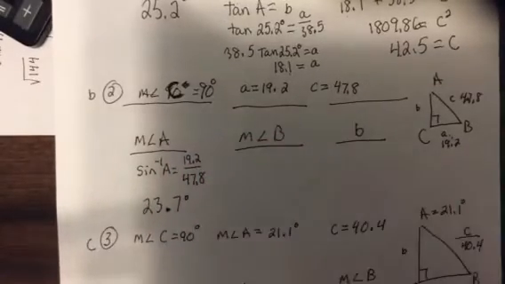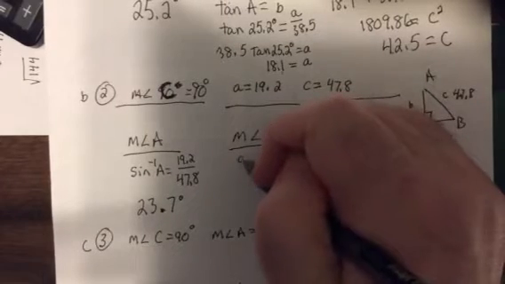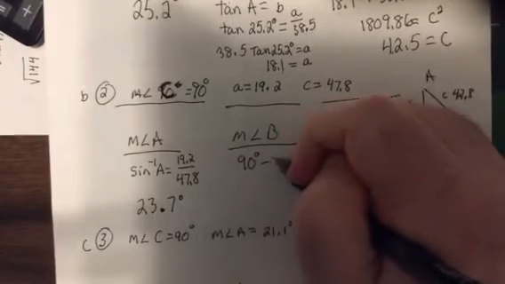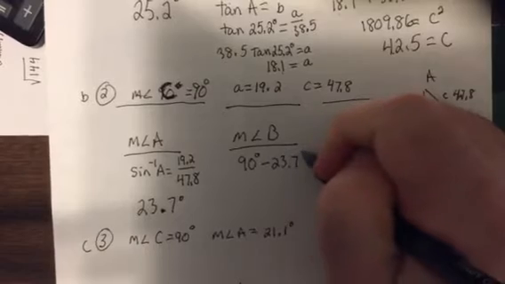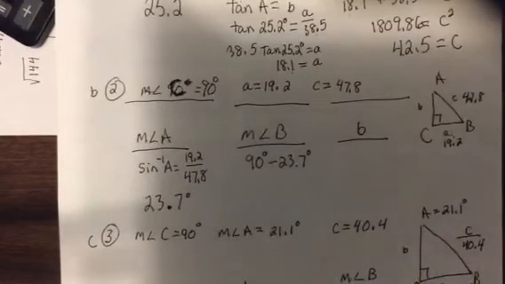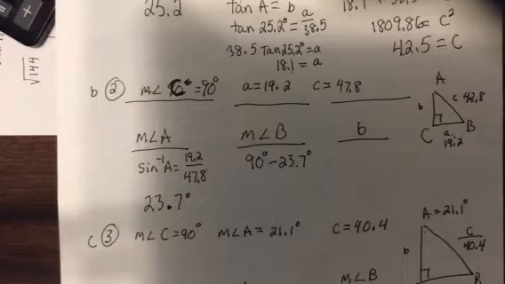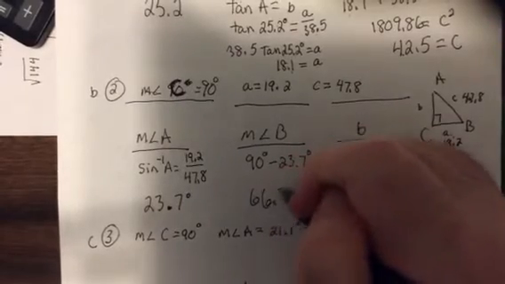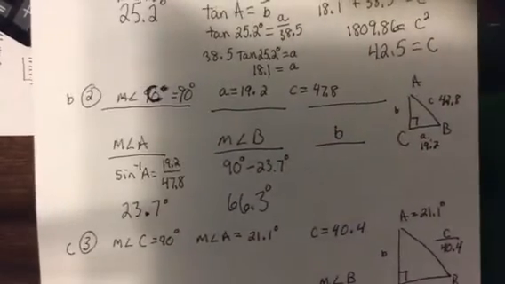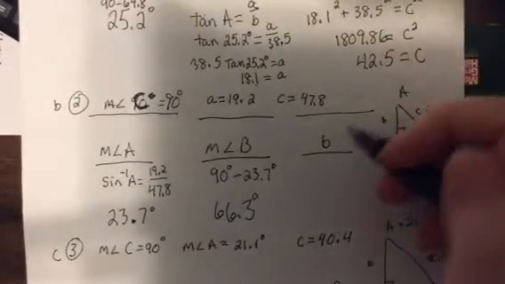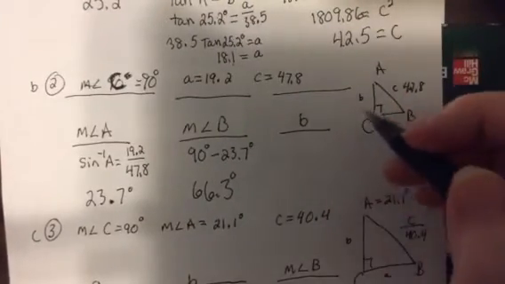So 23.7. Now notice right away I can find B, because B has to subtract that from 90. So I would have 90 minus 23.7, and that is 66.3. Then I can use Pythagoras to find this, or I could do trig.